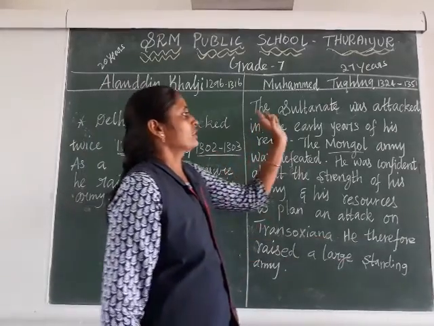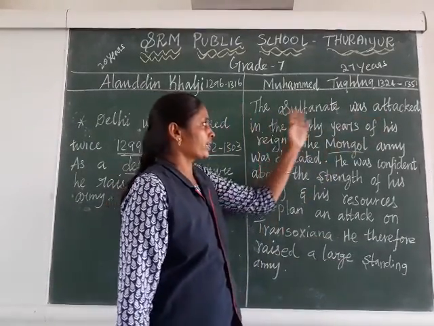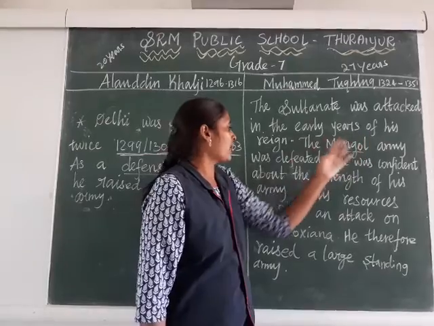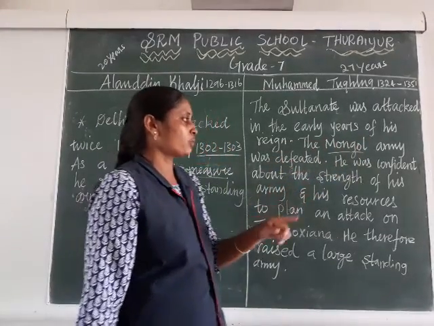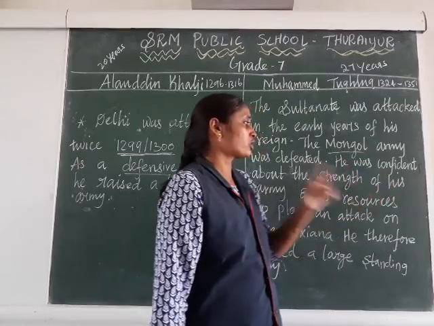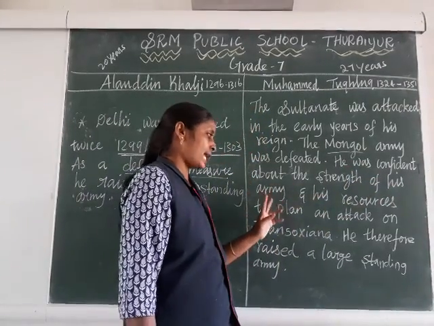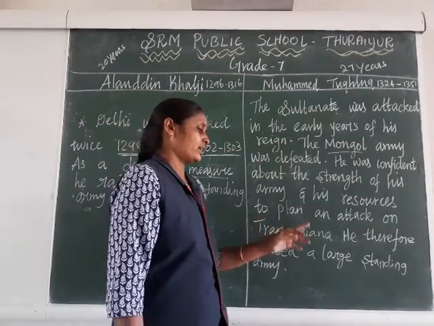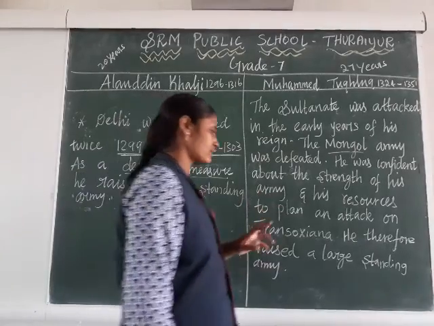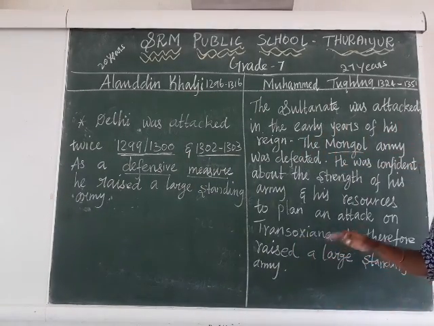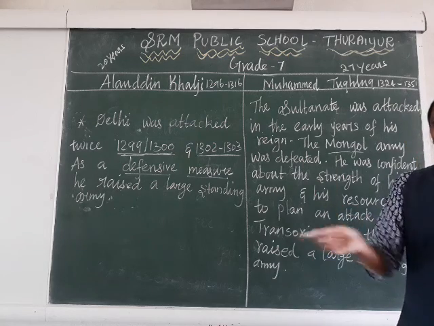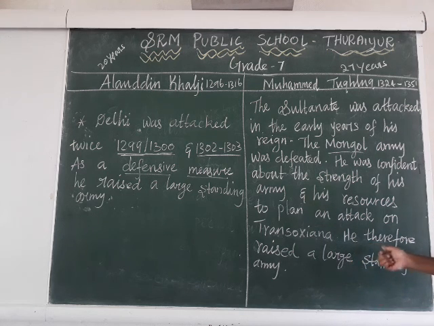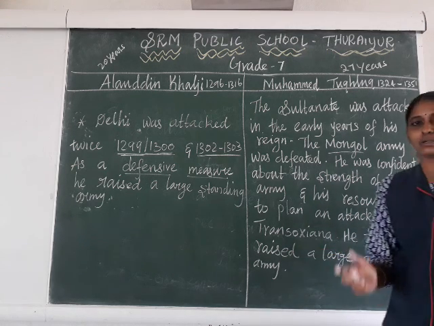Just listen: the Sultanate was attacked in the early years of his reign, but the Mongol army was defeated. So Tughlaq was confident about the strength of his army and his resources to plan an attack on Tanzania, which is located in present Afghanistan. It is far from Delhi and very difficult to reach, but he raised an army. He therefore raised a large standing army.